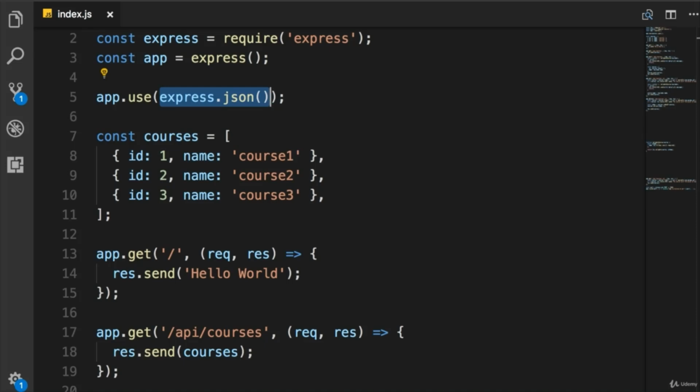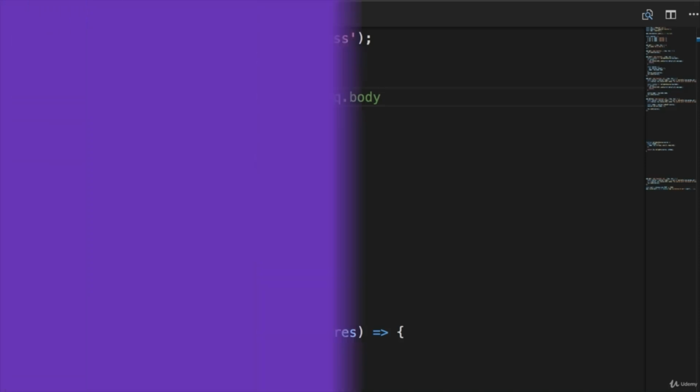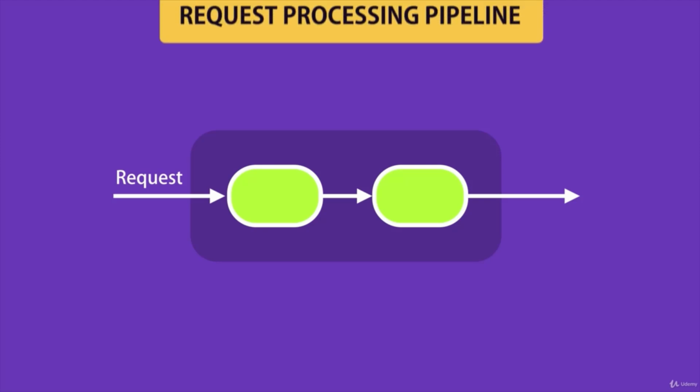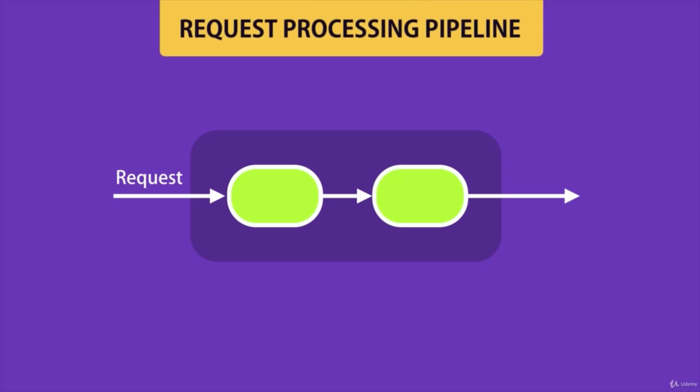The job of this middleware function is to read the request, and if there is a JSON object in the body of the request, it will parse the body of the request into a JSON object, and then it will set request.body property. So essentially, this is what happens at runtime. When we receive a request on the server, that request goes through this pipeline. We call this pipeline the request processing pipeline.